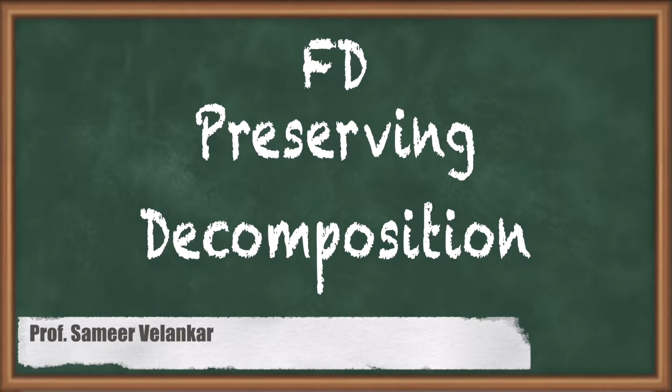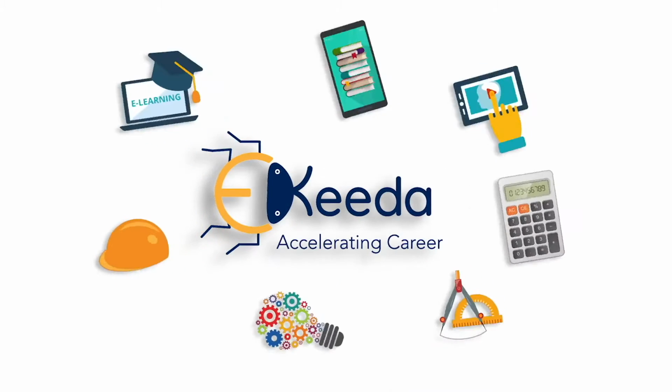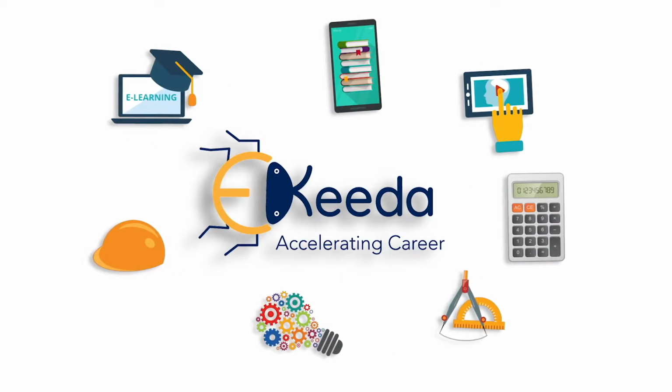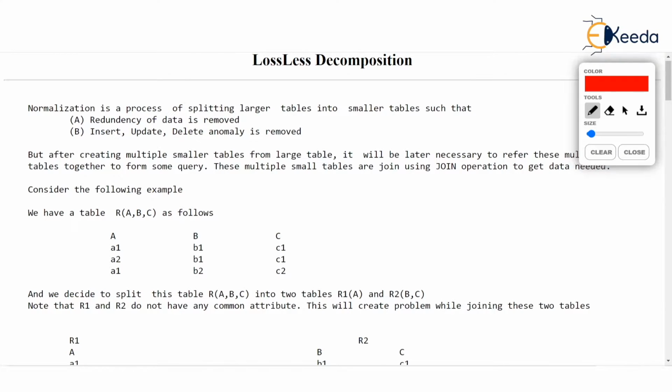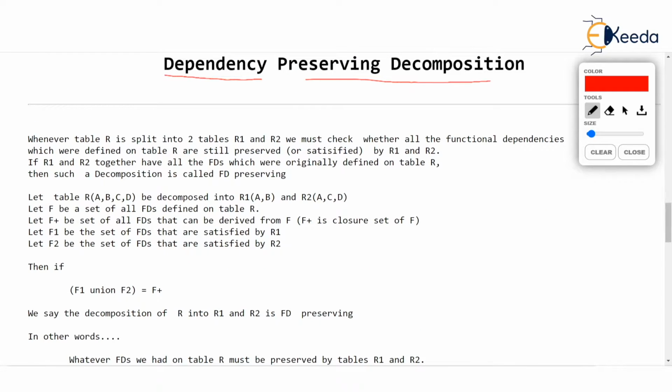Just in the previous video, we saw what we mean by lossless decomposition. We have a large table R and we are decomposing, splitting the table into R1 and R2. Then when is this type of split, that is decomposition, called lossless, we saw. Now another thing we should observe while we decompose a table is whether this decomposition is dependency preserving or not. Let's see what I mean by this.